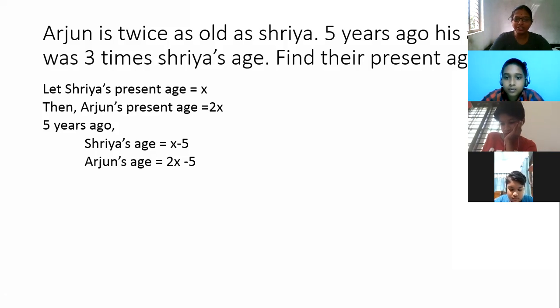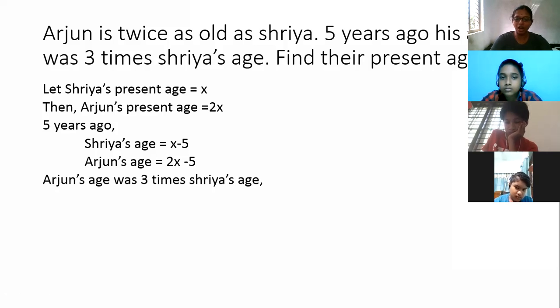So, using this hint, how will you form the equation? We know that 5 years ago, Shreya's age was x minus 5 and Arjun's age was 2x minus 5. Also, this 2x minus 5 is 3 times x minus 5. That was given in our question. So, how will you write it? Arjun's age was 3 times Shreya's age. So, we can write 2x minus 5 is equal to 3 into x minus 5. Is it?